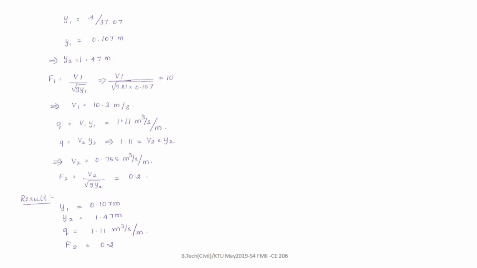Okay. So B will get cancelled. Finally, we will get V into y is equal to q. Okay. So q is equal to V1 y1 is equal to V2 y2. With that, you can easily find out what is q and also V2. With V2, you can find out what is the Froude number after the jump. Clear?